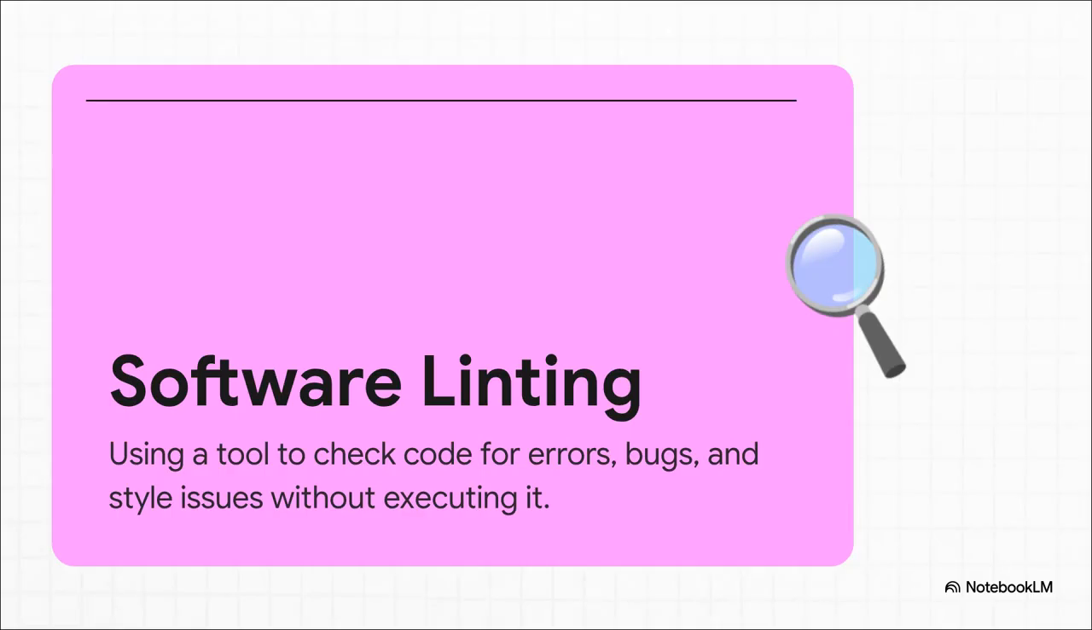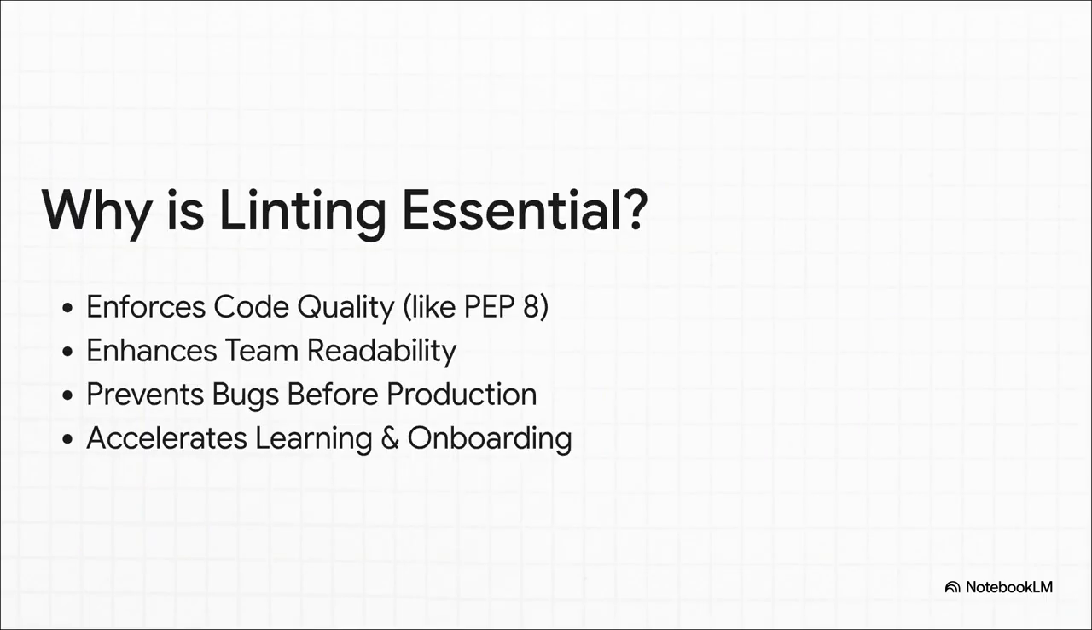Okay, so this automated assistant has a name. It's called software linting. It sounds kind of technical, but the idea is super simple. A linter is just a program that reads your source code and flags potential errors, bugs, or even just stylistic inconsistencies. And here's the key. It does all this without ever running the code. It's literally like having a senior engineer reviewing your work 24/7 who never gets tired and never needs a coffee break. Pretty cool, right?